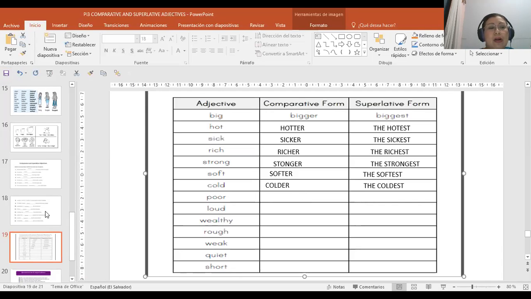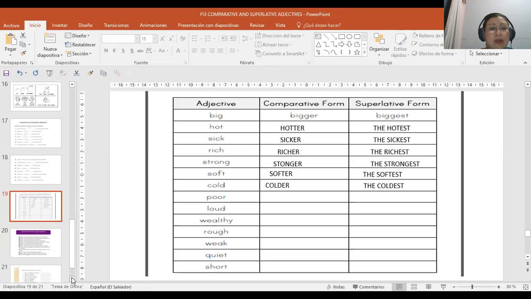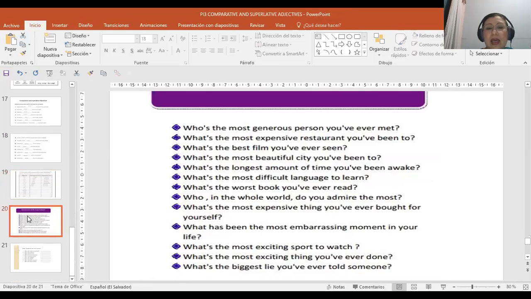So you need to complete at home, right? So this is going to be extra material for you to continue practicing at home. I will stop the practice there because I want you to see some questions that we can do using comparatives and superlatives. For example, you can ask, who's the most generous person you've ever met? ¿Quién es la persona más generosa que has conocido alguna vez? You've is a contraction of you have. So you've ever met.